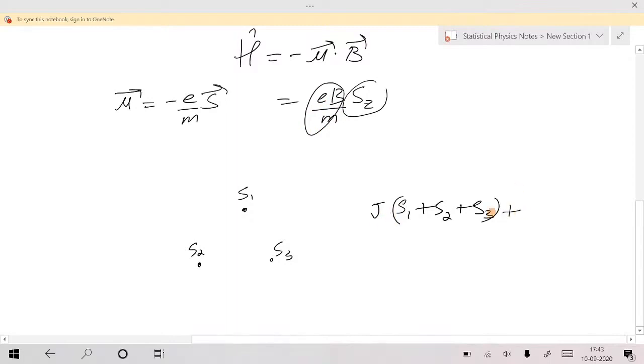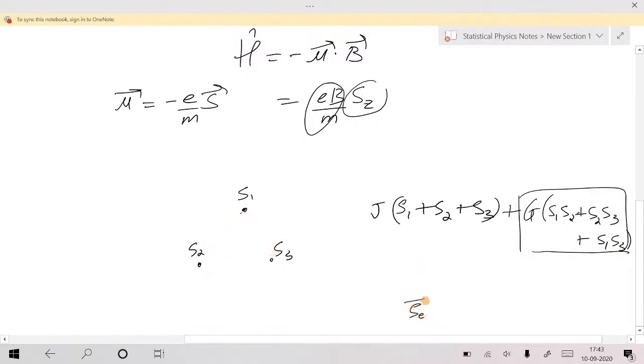Plus, you should also take the interaction between them. I don't remember what coefficient I have taken here; let me write it as G, times S1 S2 plus S2 S3 plus S1 S3. Am I right? This part of the Hamiltonian is the interaction between these particles, pairwise. Just like in hyperfine splitting, we write SE dot SP. Do you remember? In hyperfine splitting, H dash is equal to some A times the spin of the electron dotted with the spin of the proton.